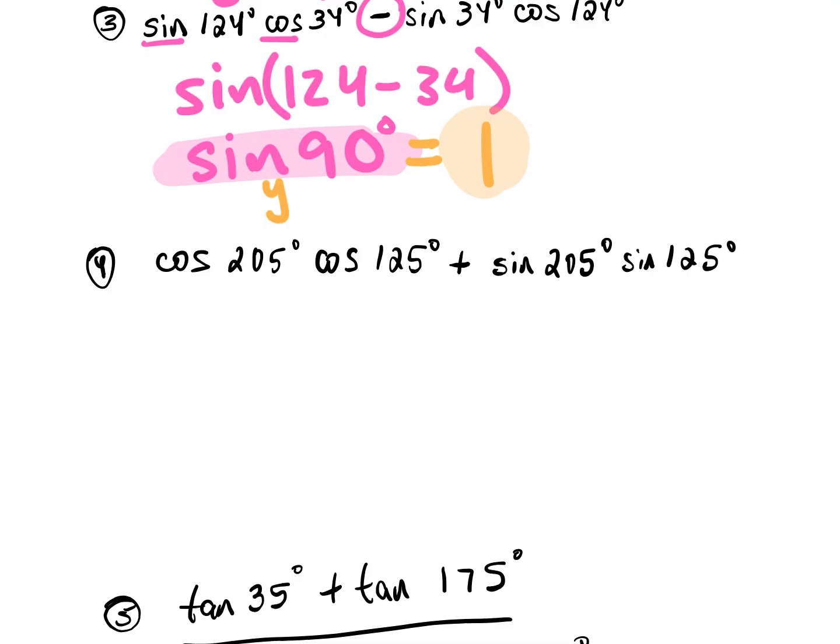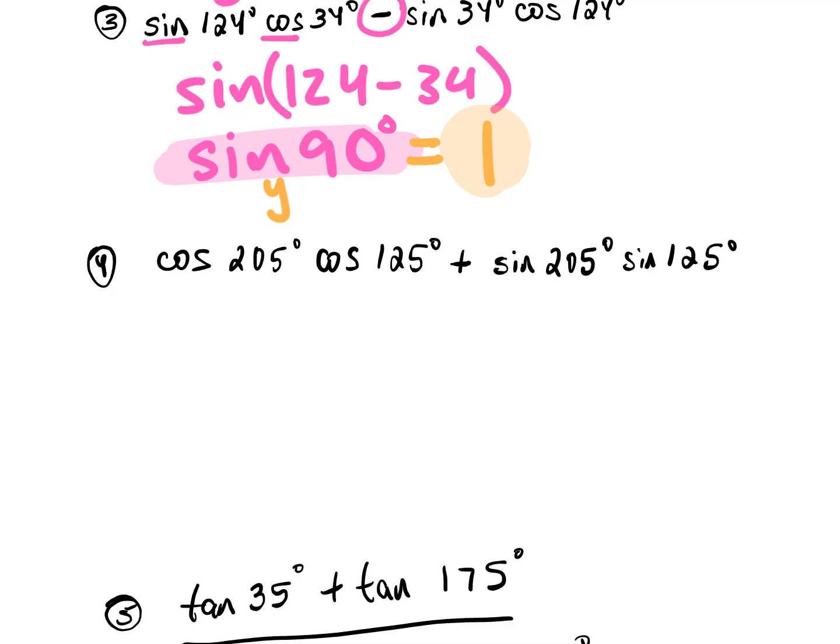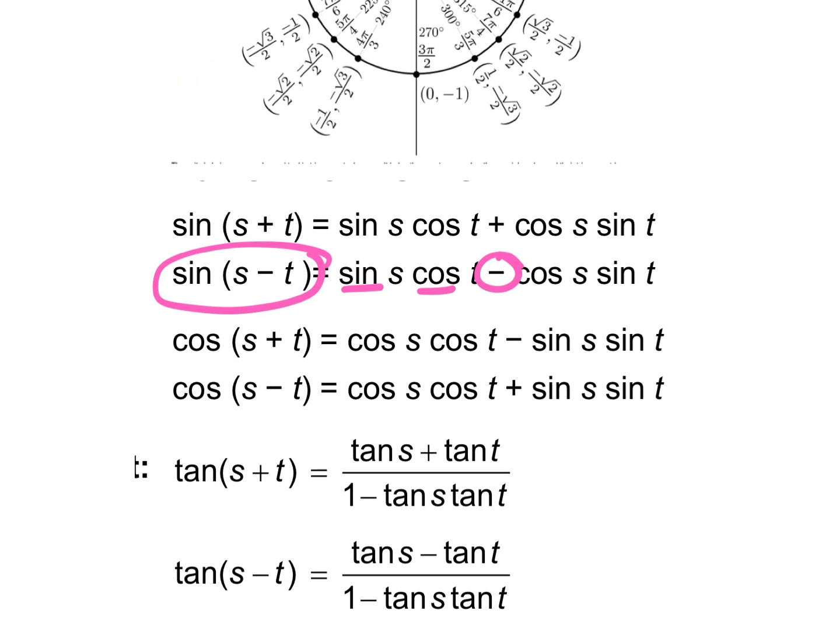So with number 4, the question is actually wrong. I'm going to change it. This should be a minus in the middle. So just changing the question since there's a typo. So we want to see which formula goes cosine, cosine, minus. So going to our formulas over here, which one goes cosine, cosine, minus? The third one, it goes cosine, cosine, minus.